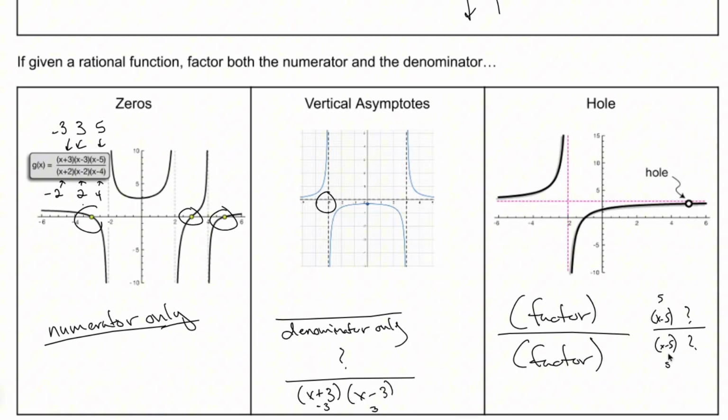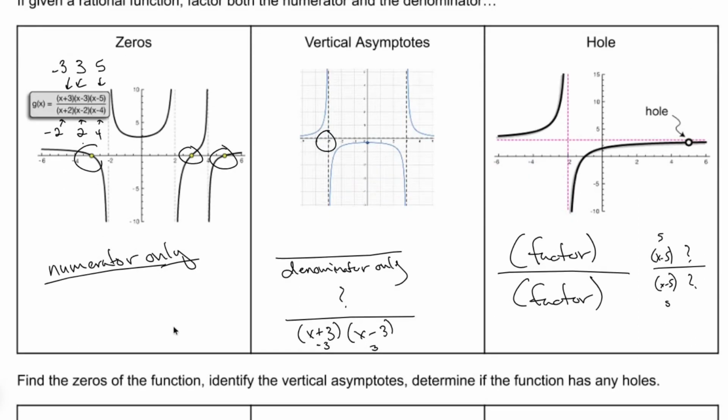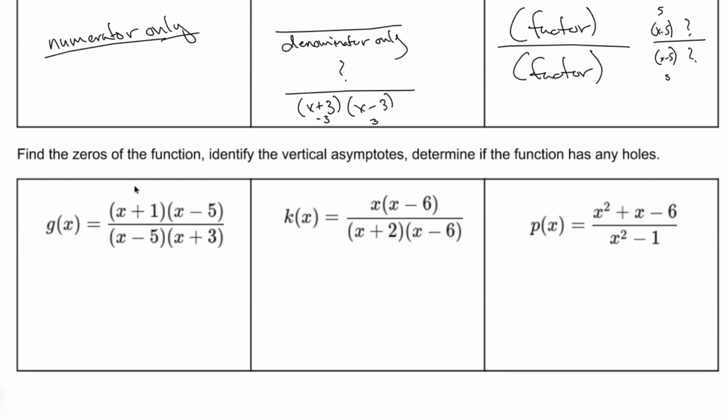What will happen is these guys will cancel out, and the behavior of the graph is going to take on the behavior of what happens after it cancels out, but you're still not allowed to plug in 5 into the original problem. Okay? So when you see these problems, what you need to do is factor, list your magic numbers, and see what happens here.